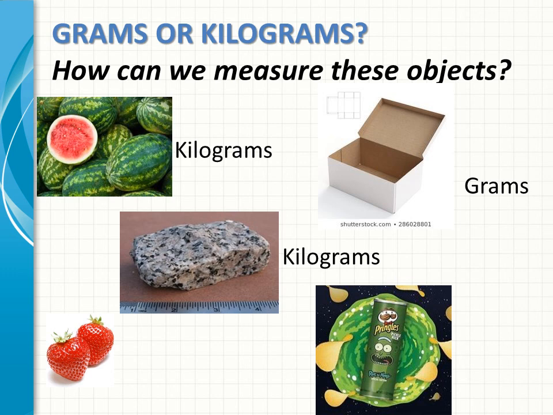Let's look at these yummy fruits we have here. We have the strawberries, just two of them, very little. If you put the strawberry on a measuring scale, do you think it will be very heavy or light? Good job, it will be light. So how do we measure light objects? In grams.